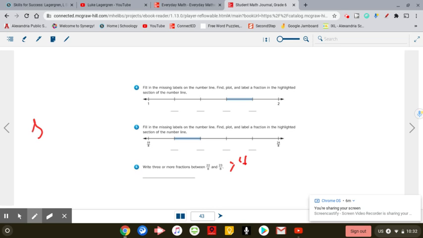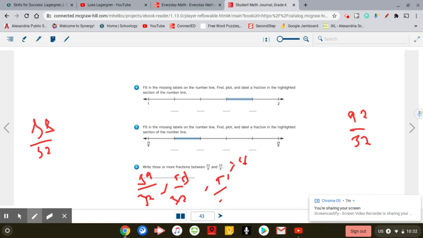22 times 4 is 88, and 8 times 4 is 32. So I have 88 over 32. If I do the same with 23 times 4, 46, that would be 92 over 32. And now I just get to list all the fractions that are in between there. Well, what that would be is 89 over 32, 90 over 32, and 91 over 32. There you go. There's 3 or more.